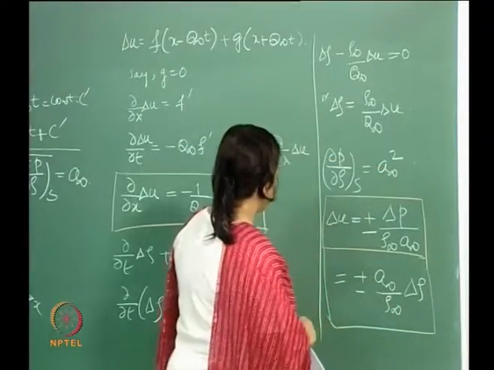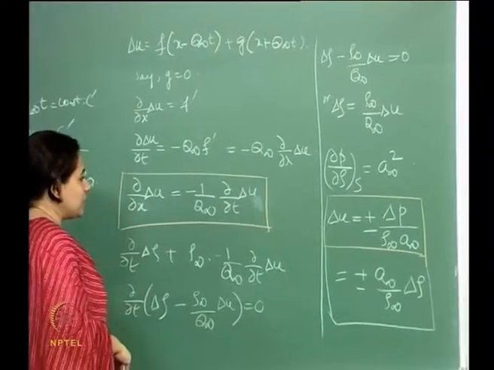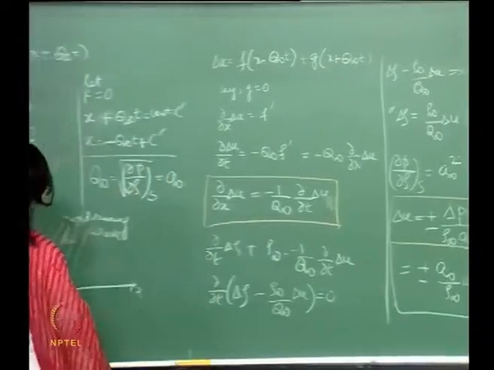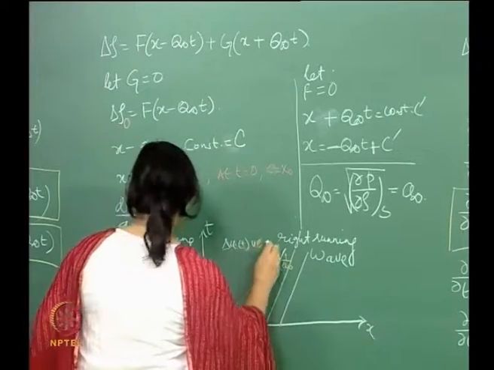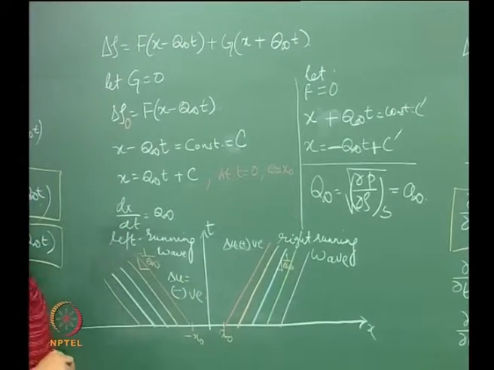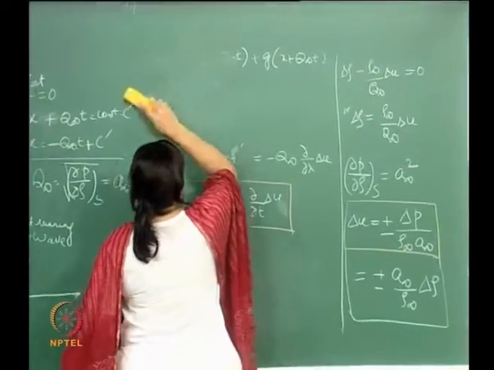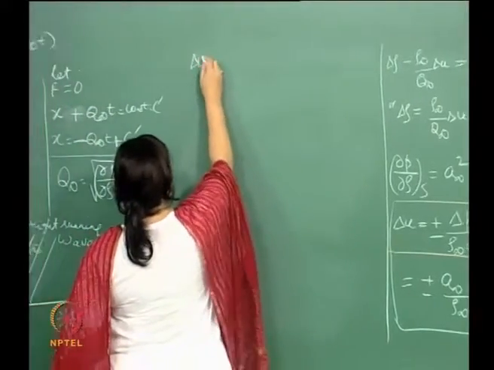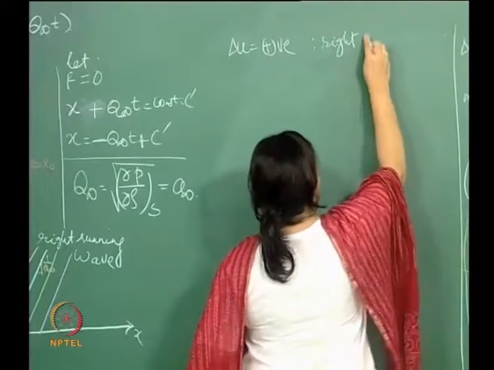Okay. So, therefore, what we can see over here: if delta u is plus, that means it is a right running wave. If it is negative, then it is a left running wave. Okay. So, in here delta u is positive, and in here delta u is negative. So, therefore, delta u is essentially for a right running wave. Let us try and understand what this information that we got here means to us. Essentially, if delta u is positive, then it means a right running wave.